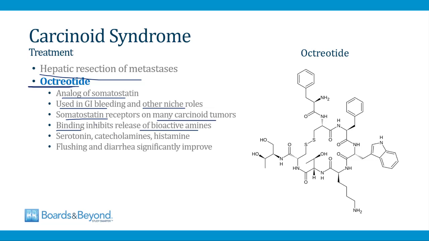This includes knocking down the release of substances like serotonin and also catecholamines and histamine. All of these can potentially be produced by carcinoid syndrome tumors. And so when you give the drug and it has these effects, the flushing and diarrhea can significantly improve. And that concludes our module on small bowel disease.